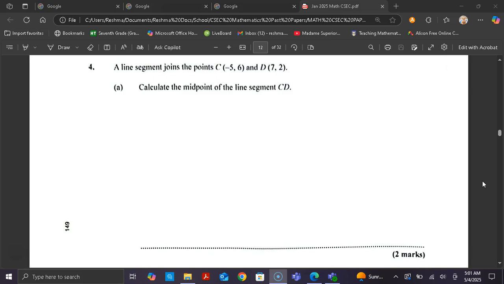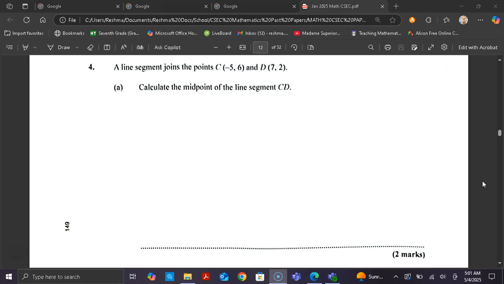So we are continuing with the January 2025 CSEC Math Paper 2, and we're on question number 4, which has to do with coordinate geometry. So a line segment joins the points C(-5, 6) and D(7, 2). Part A, for 2 marks, we have to calculate the midpoint of the line segment CD.